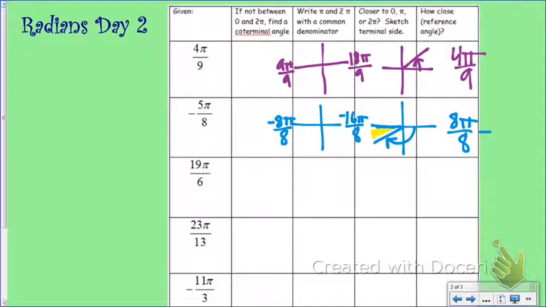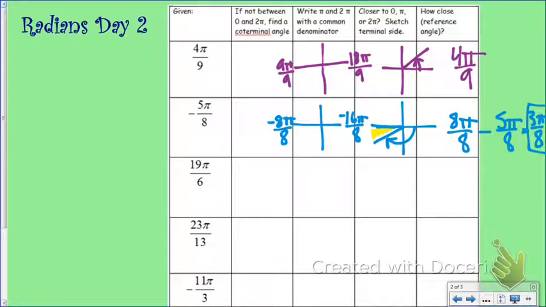But I went to 5 pi over 8 for my angle, which makes my reference angle 3 pi over 8. Now, while it would be negative in that direction, remember our reference angle is always positive. So the reference angle here would be 3 pi over 8.